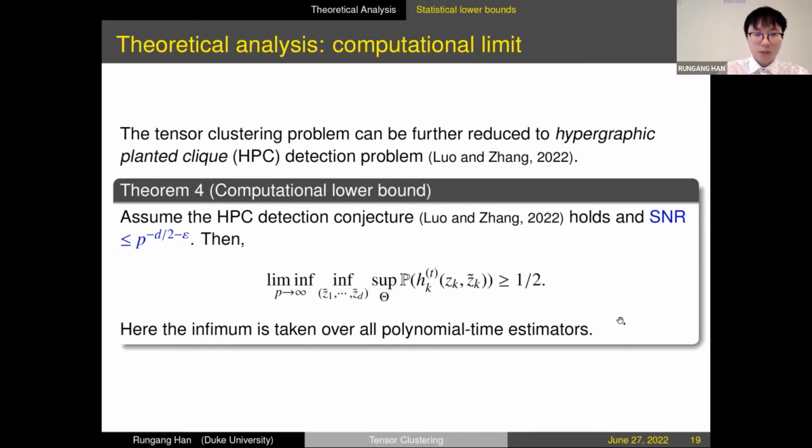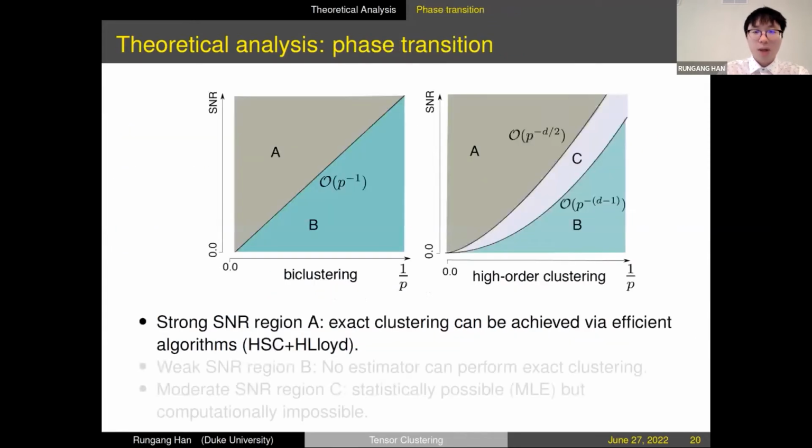So if we utilize this result, we can now fully characterize this phase transition in our tensor model. That means when we are at the strong signal-to-noise region A, we propose a method which is polynomial efficient and can achieve exact clustering. And when we are at the signal-to-noise region B, the MLE can achieve optimality. No, when we are at the region B, no algorithm can achieve the exact clustering.